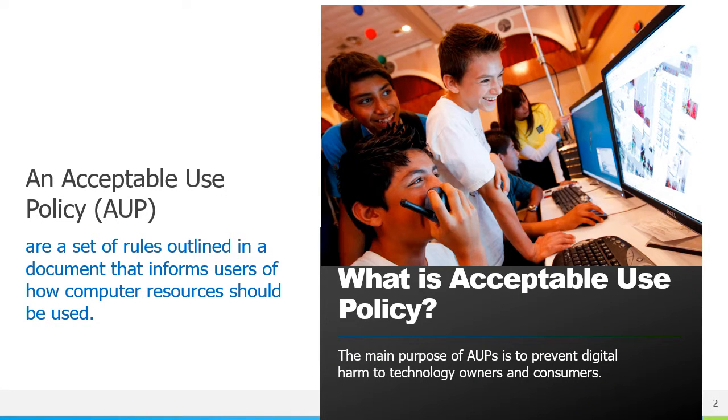In our school district, computer and network access in classrooms, computer labs, and the school library is a privilege. It is not a right. Access to school computers and internet resources should be for academic purposes only. That is the purpose of an acceptable use policy. The main purpose of AUPs is to prevent digital harm to technology owners and consumers. There are a set of rules outlined in a document that informs users of how computer resources should be used.